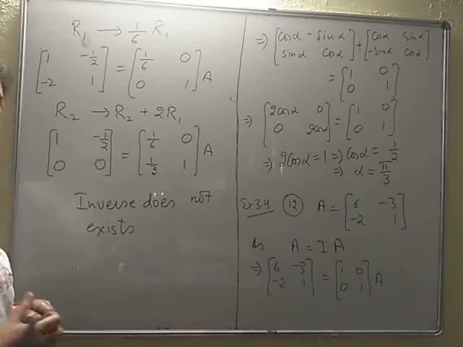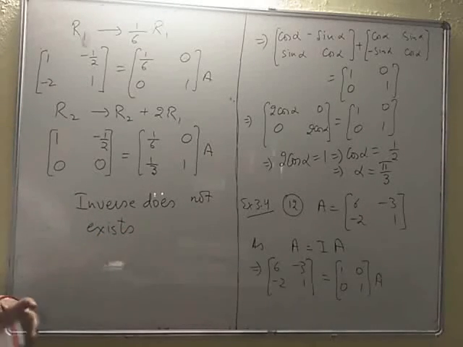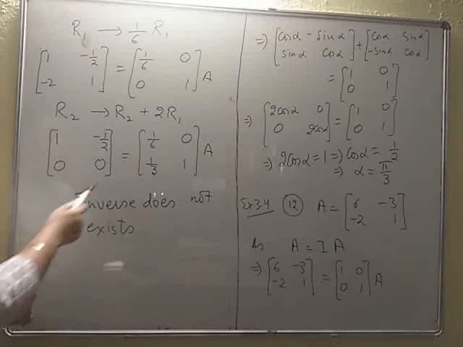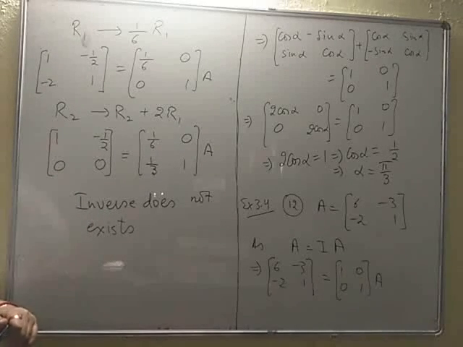Now when we start with the concept of matrices, you will come to know what type of square matrix it should be so that its inverse does not exist.